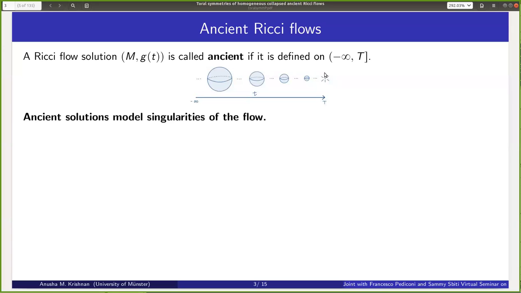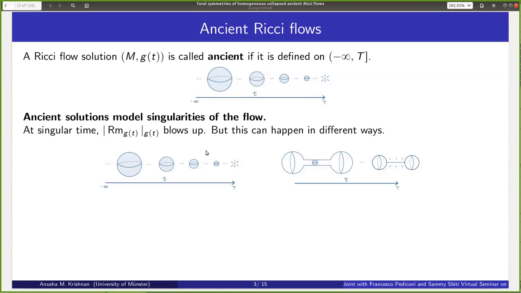All right, so it becomes extinct at this time t. So there's a singularity that occurs where you can't continue the flow beyond that. And we're interested in what happens at the point of singularity. It's known that at the singular time, the norm of the curvature tensor blows up. However, this could happen in different ways. So here I just give you two pictures of things that could happen for Ricci flows on spheres.